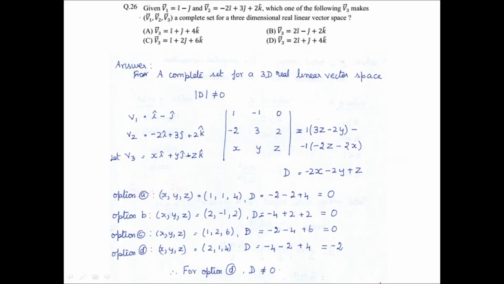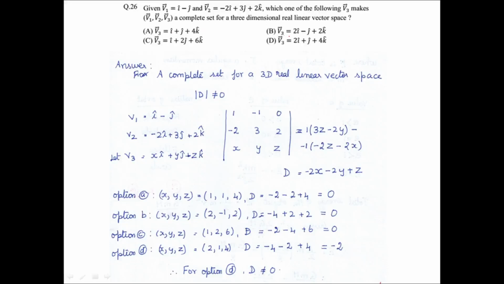Question 26. Given v1 vector is equal to i cap minus j cap and v2 vector is equal to minus 2i plus 3j plus 2k cap. Which one of the following v3 vector makes v1, v2, v3 a complete set for a three-dimensional real linear vector space? Option A, v3 vector is equal to i cap plus j cap plus 4k cap.